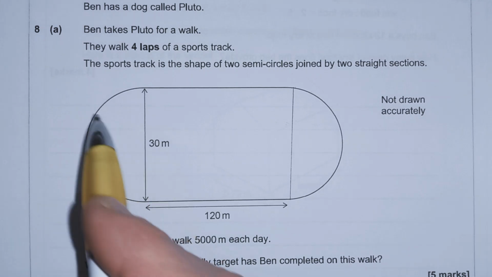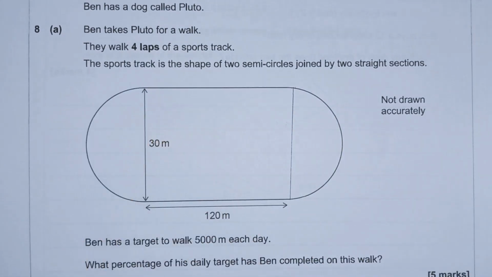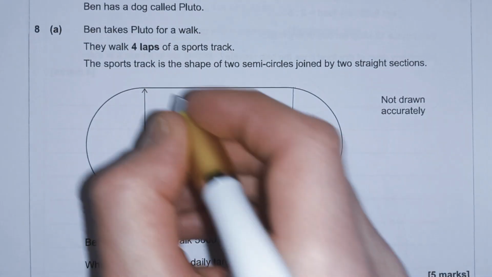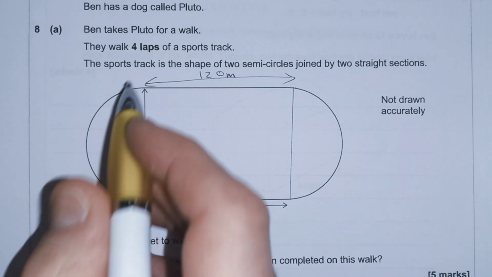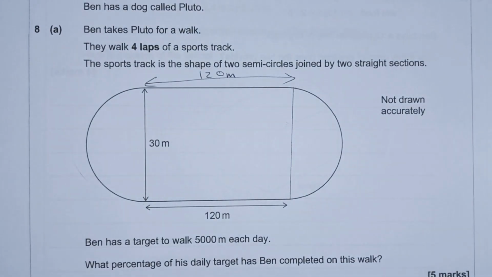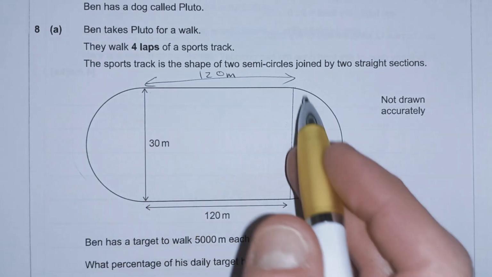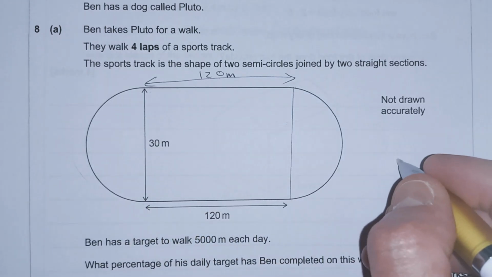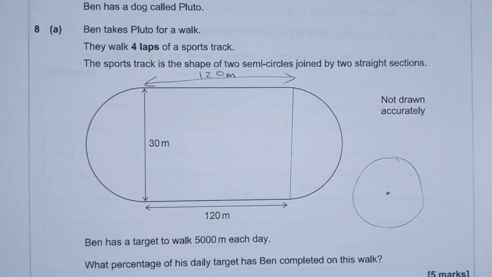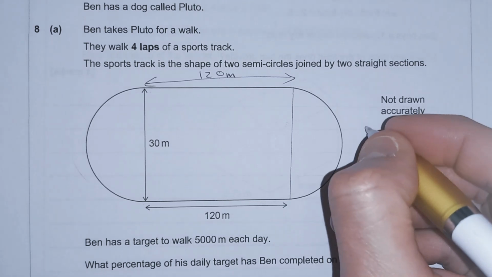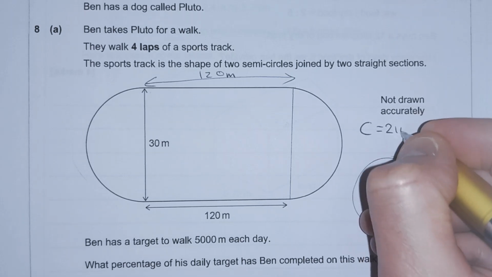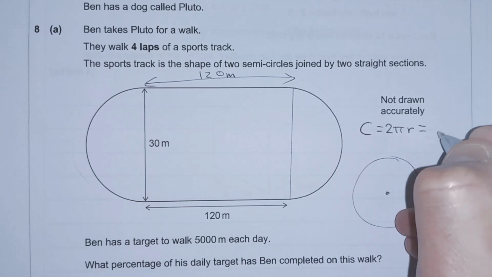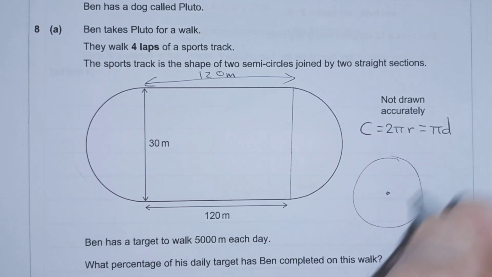Okay, so what we need to do is work out what this distance is, and then we're going to multiply it by 4 because he did it 4 times. Well, these bits are going to be nice and easy because if that's 120 metres down there, this is going to be 120 metres as well. What we need to work out is this semicircle here. If you think we've got a semicircle and another semicircle, that just makes 1 circle. So we want the distance around the outside, or the circumference. Well, the circumference is equal to 2 pi r, where r is the radius, or you can think of it as pi d, where d is the diameter.